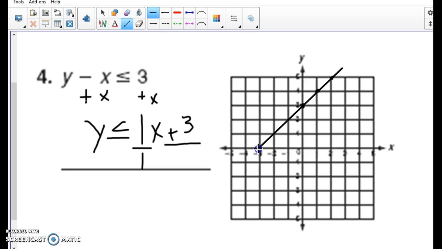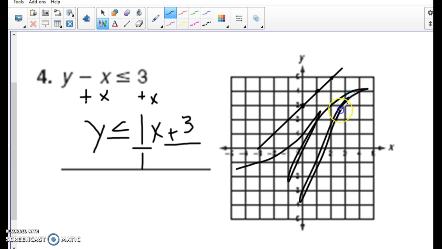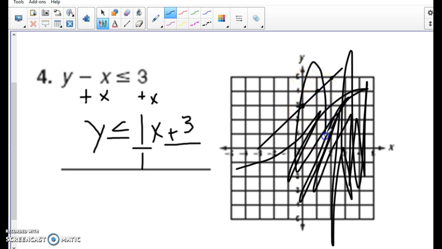It's going to be a whole line like that, like we talked about, because it's the equal to. Okay, and then it is less than, so I need to color everything below that line. So that means everything below this line will get shaded in. And that means everything below this line, whoops, that went above the line. Everything below that line would be an answer for this problem. So I can pick any point I want below the line, plug it in for y, plug it in for x, and it's going to be an answer.